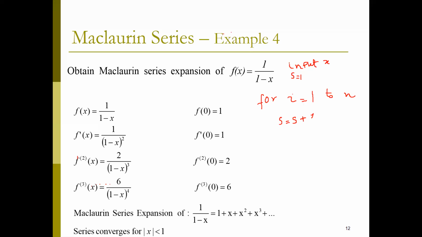Can I write down the x here? Is this correct? S is equal to s plus x. I think it will not be correct. Here we have to write s is equal to s plus x raised to the power I. So when the value of I is 1, this will be x raised to the power 1. The x raised to the power 1 will be added. Now it is the end of the loop.